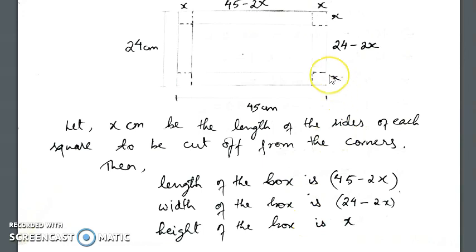When you fold this one up till here, this one up till here, after folding it from here up to here, it will be the height of the box. So the length from here up to here is x. So the height of the box will be x. You can understand this. If you don't understand it clearly, you can cut a paper and see it by yourself.